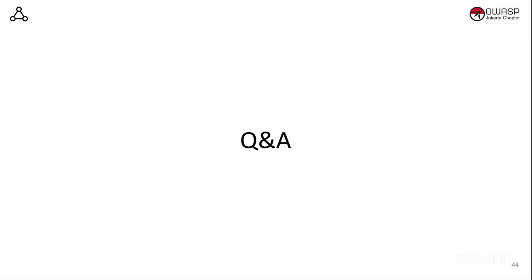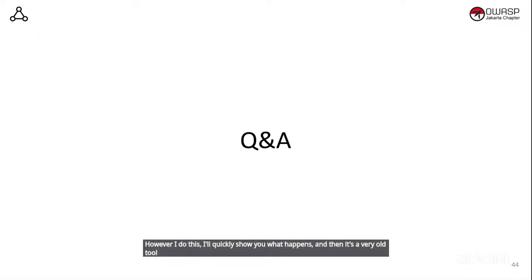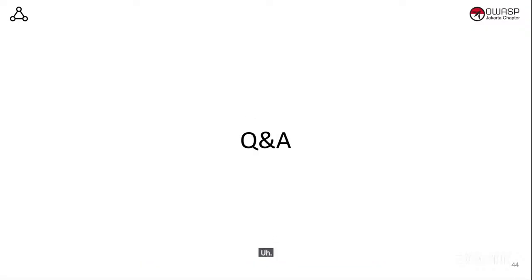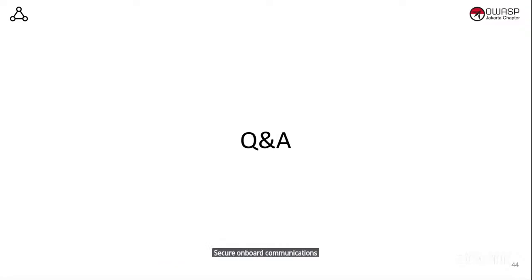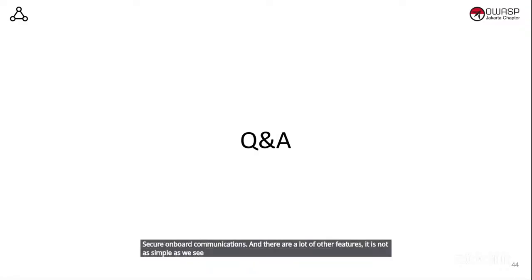However I do this, I'll quickly show you what happens. It's a very old tool and a very, very good tool. If you want to pick up your car hacking skills, you should start there. It is not the end. Like I was mentioning, the new modern-age implementations of CAN protocols are also secure. They have encryption like SecOC, Secure Onboard Communication, and there are a lot of other features. It is not as simple as we see in this presentation, but this is definitely a pickup point.